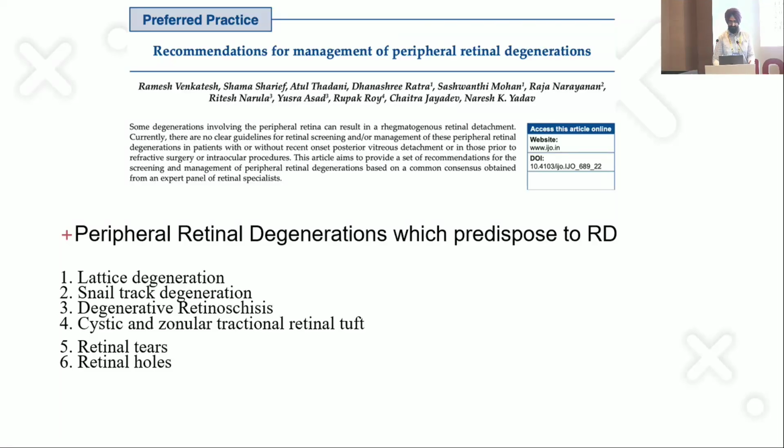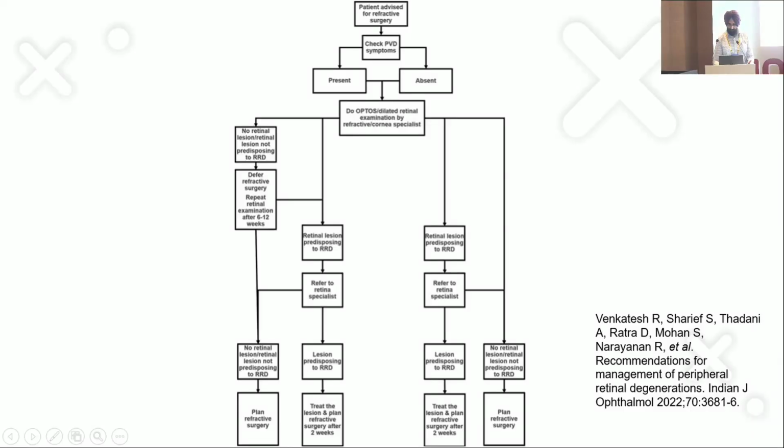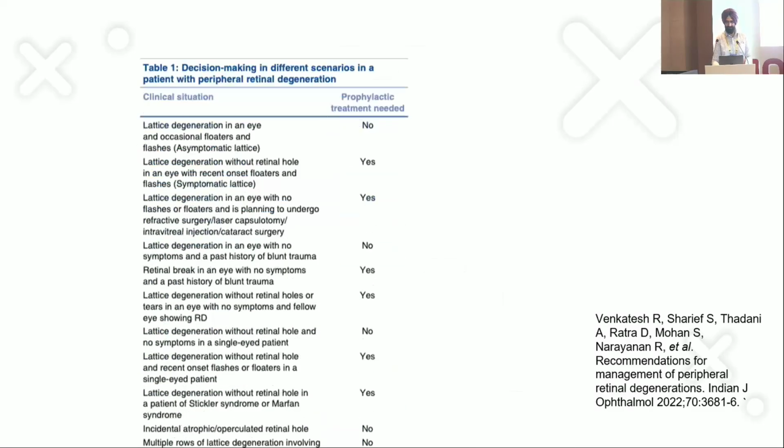Coming to peripheral retinal degenerations, degenerations which predispose to RD are lattice, snail track, degenerative retinoschisis, tears and holes. Lesions which predispose to RD in a patient with recent onset flashes and floaters should not be ignored. Lesions predisposing to RD in patients undergoing refractive, cataract or intravitreal injection should be treated pre-op. And in a patient advised refractive surgery, check for PVD symptoms. If they are present, treat if you detect lesions. Defer the refractive surgery, treat only after 2 to 3 weeks.